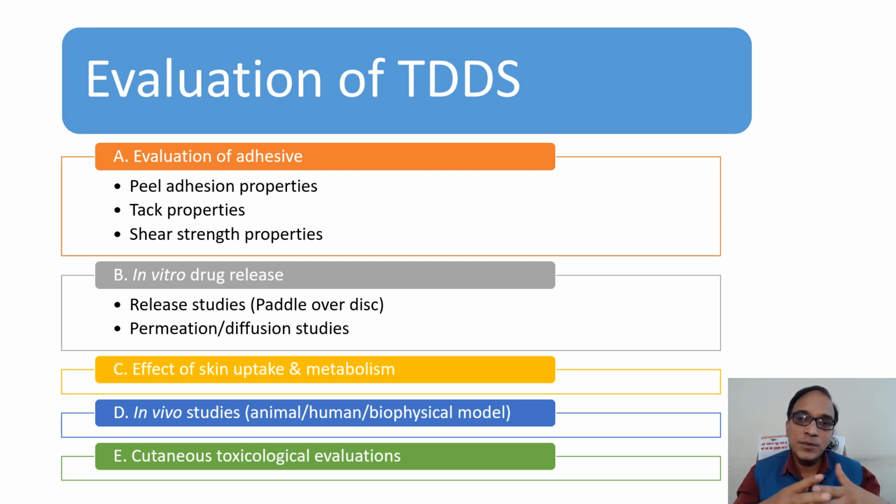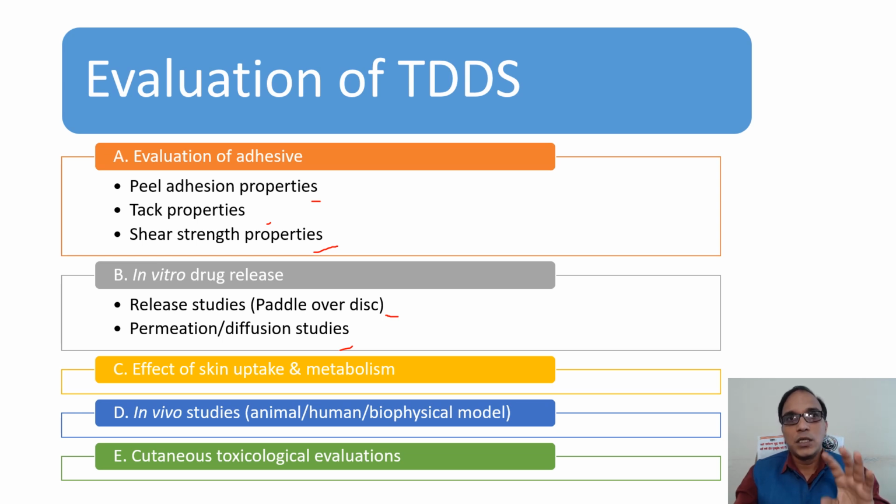In evaluation of adhesive, peel adhesion properties is there. Then tack properties, shear strength properties. In vitro release studies, paddle over disc, permeability or diffusion studies, and others. So you just remember this chart whenever you are answering the question.